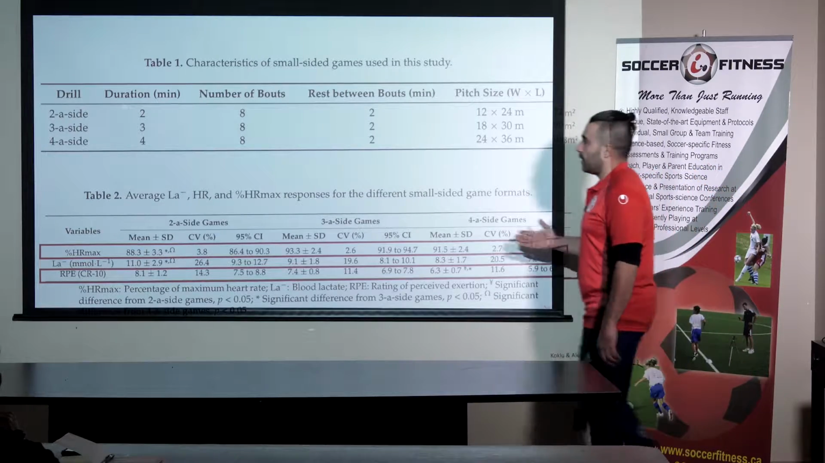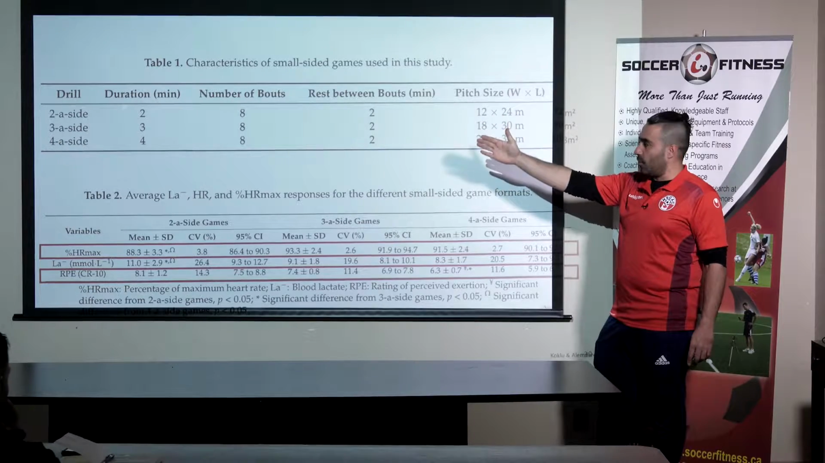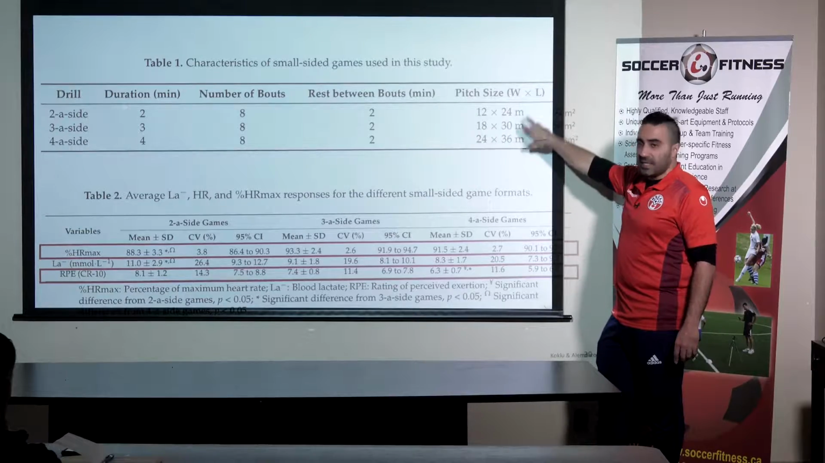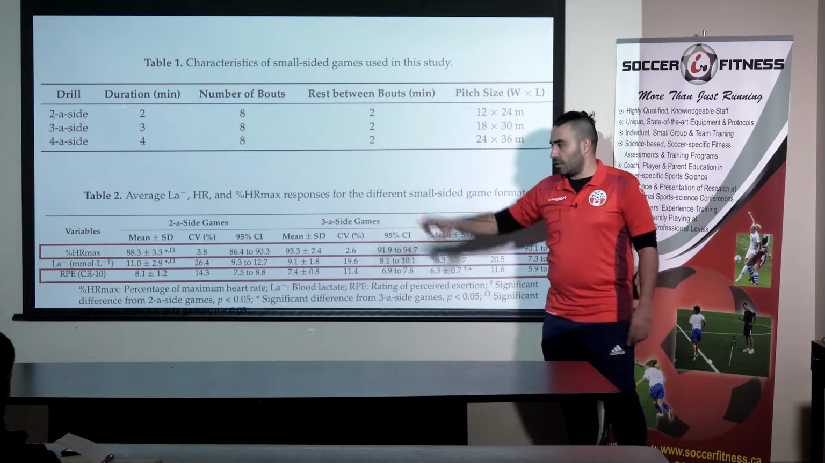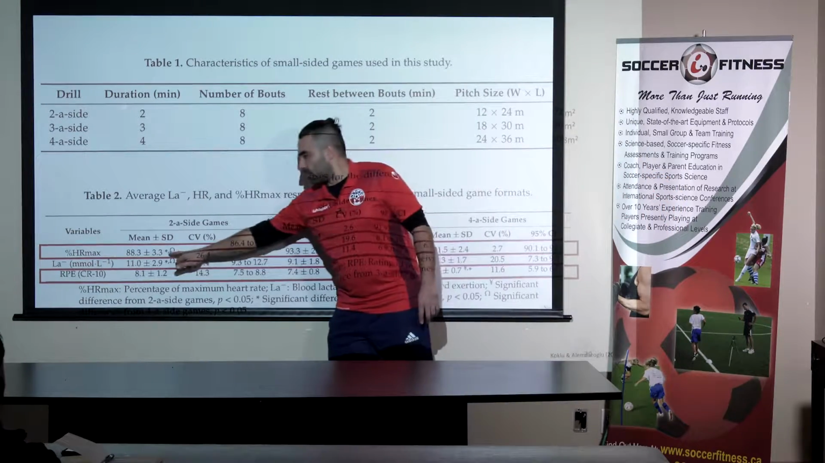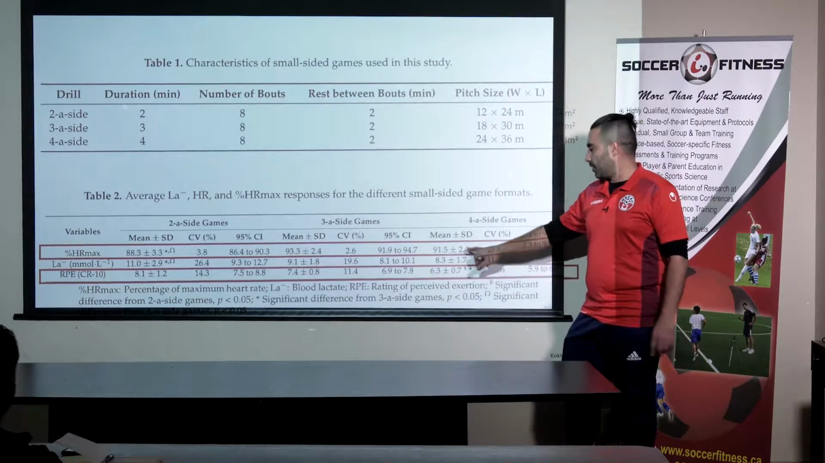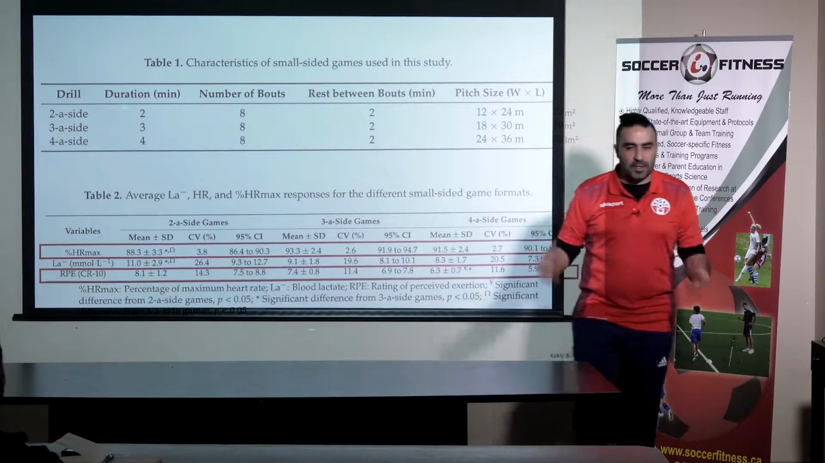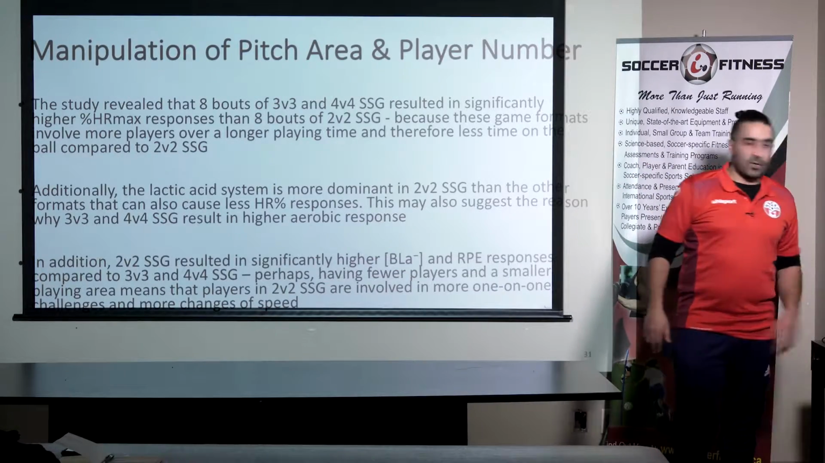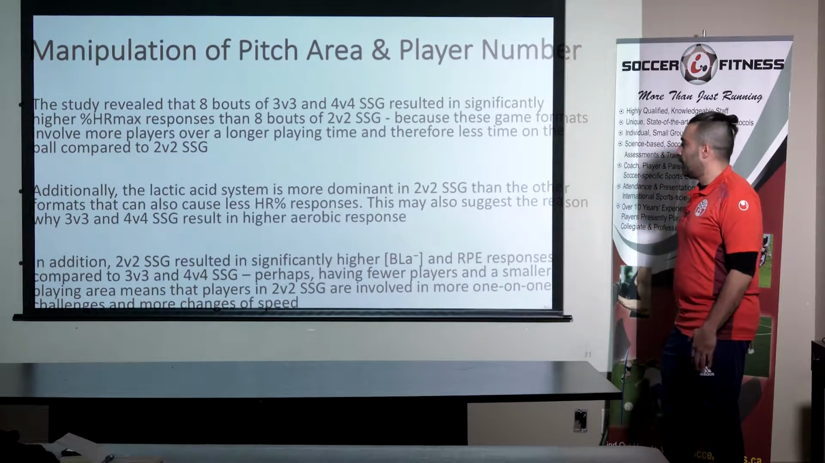Here, essentially, is similar data where you have the 2v2, 3v3, 4v4, the duration of the match, the number of bouts, the rests and the pitch size, and then their physiological measures. And then you can see the heart rate of the 2v2 average versus the 93% of the 3v3 versus the 91. So there is this optimal zone, but again, it just has to be discovered based on your players and your experience. And a heart rate monitor.